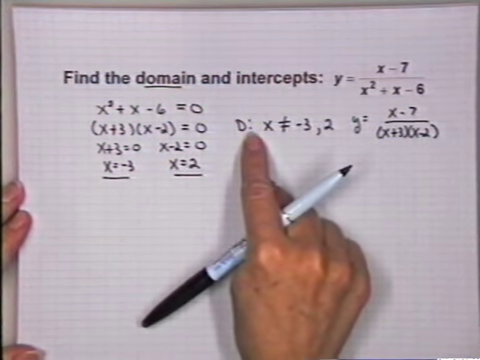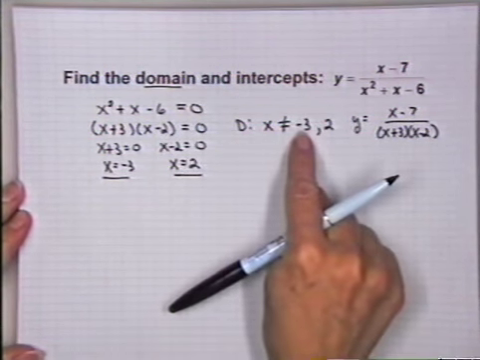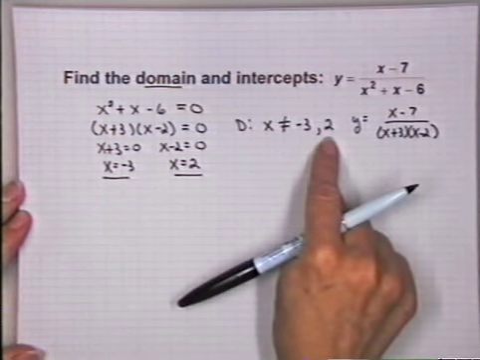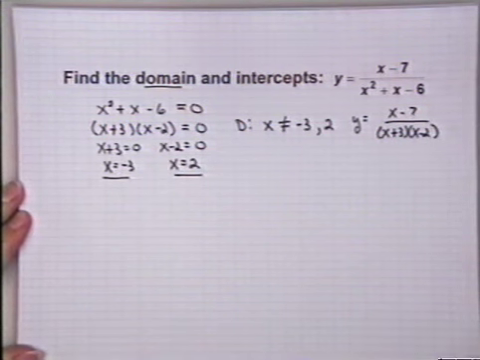Now recall, again, what this is telling me is that there will be no graph at -3 for x or at +2 for x, because at those two values of x, this function is not defined.